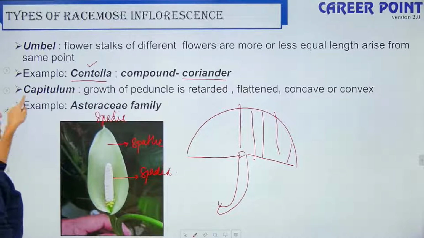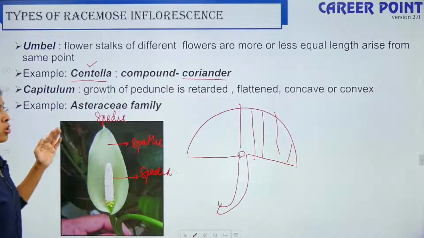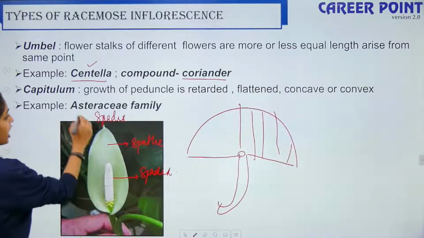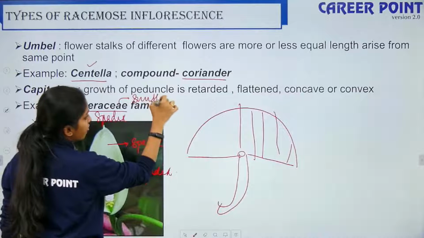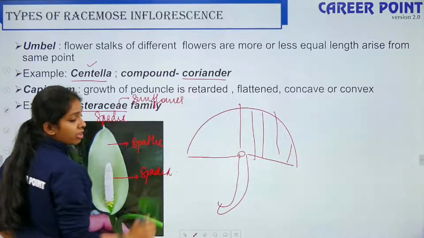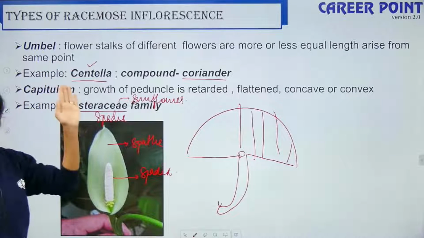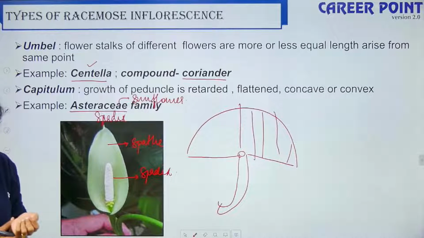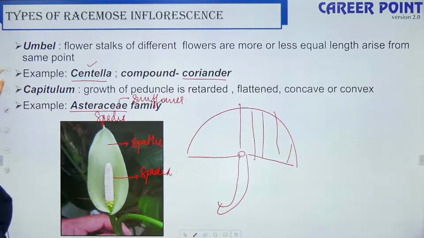Fine. Then capitulum. The growth of the peduncle itself is retarded. So it is flattened, it is concave or convex. The example is the Asteraceae family. The Asteraceae family includes your sunflower family. All your sunflower-like plants come under the Asteraceae family. So that is your capitulum. In umbel, the stalks are more or less of different heights but they arise from the same point. So that is umbel. In capitulum the peduncle is retarded.